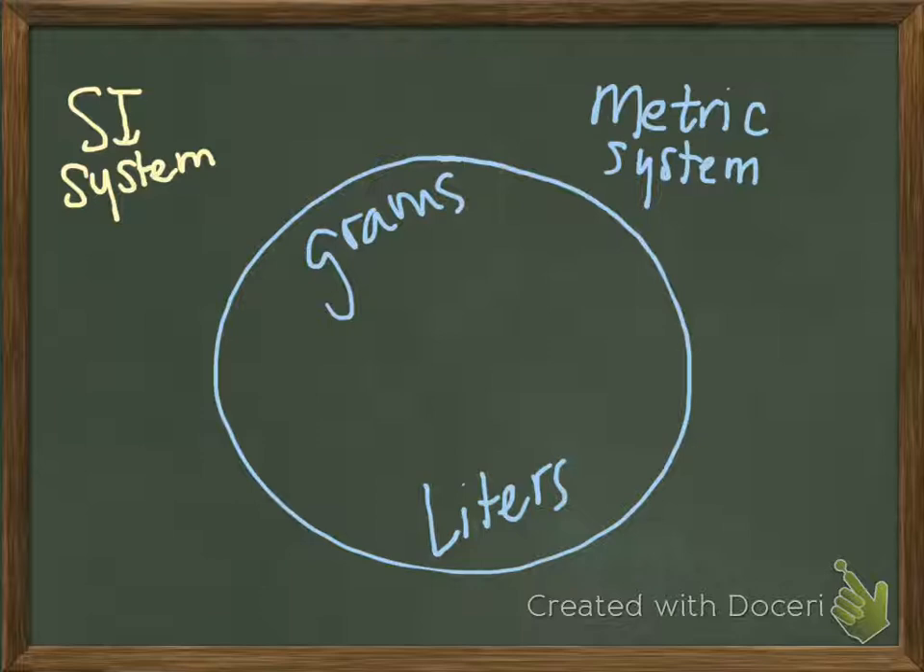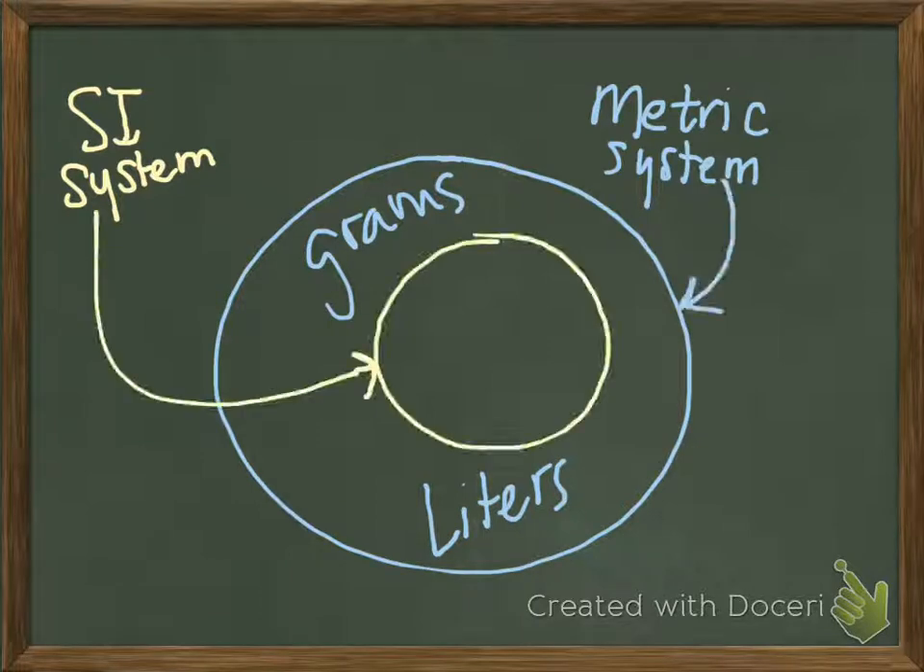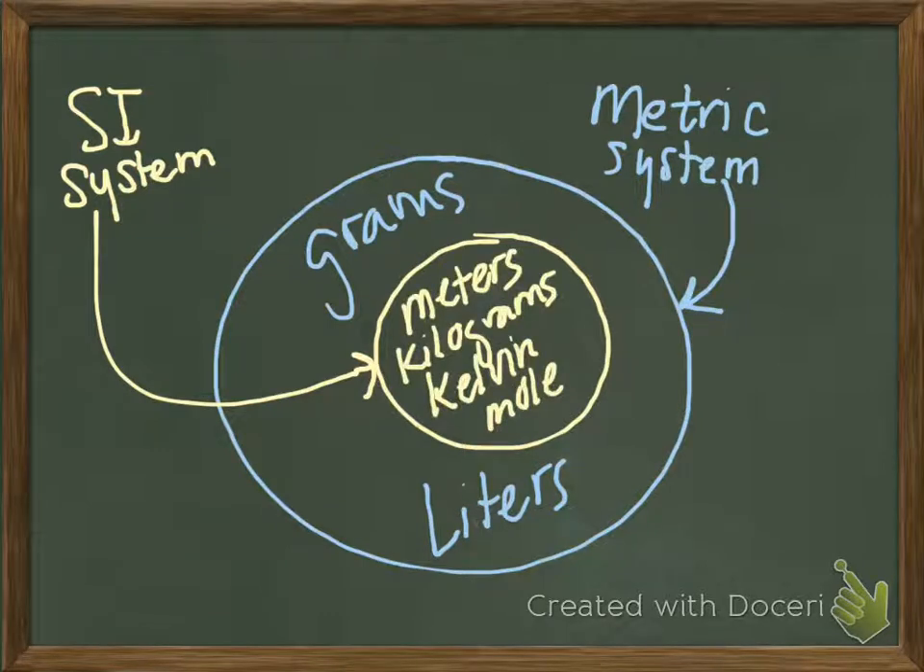So, what about the SI system? The SI system is a subset of the metric system and refers only to the 7 base units that are used in science and the derived units that can be made by various combinations of them. SI units include meters, kilograms, Kelvin, and moles. Note that grams and liters are metric, but not SI. Let's find a few others that are metric, but not SI.